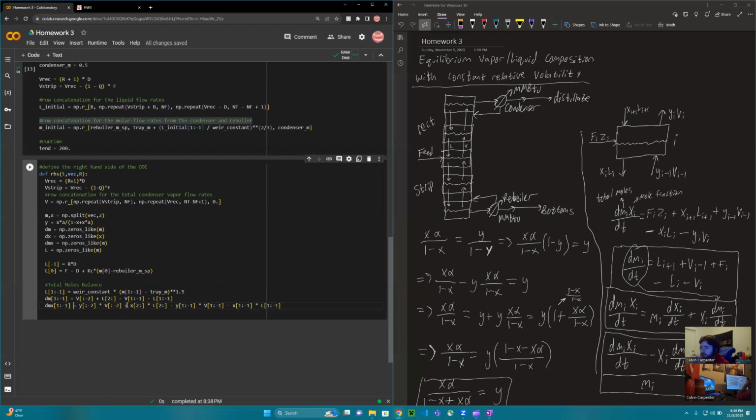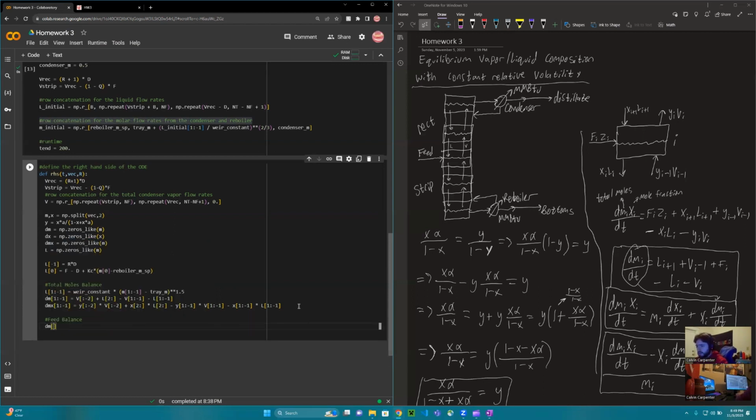So we have our dmx is going to be y to -2 times v to -2 plus x of 2 times L of 2 minus y of 1 to -1 times v of 1 to -1 minus x from 1 to -1 times L from 1 to -1. I think that looks about right. Now we're done with our total mole balance. So we're going to set up our feed conditions. I'm just going to say feed balance.